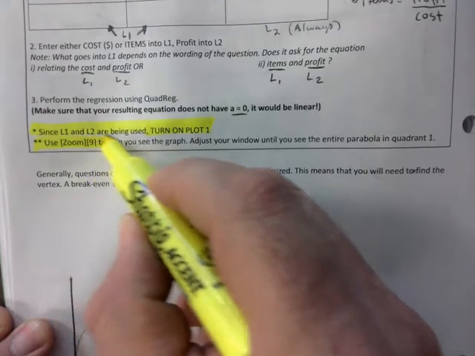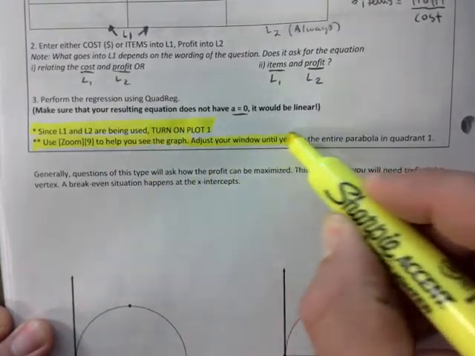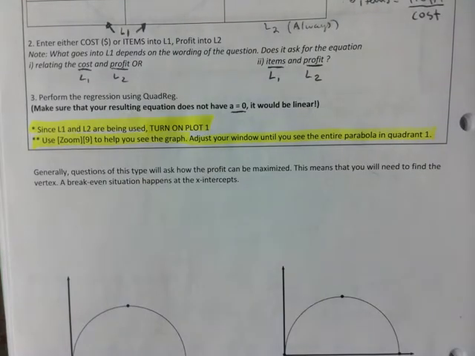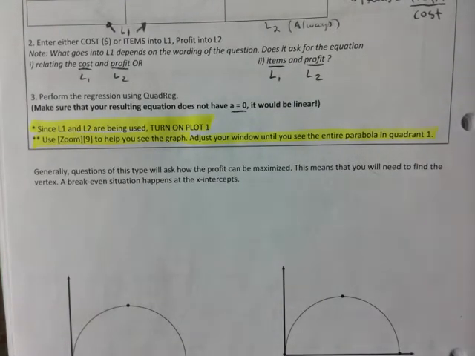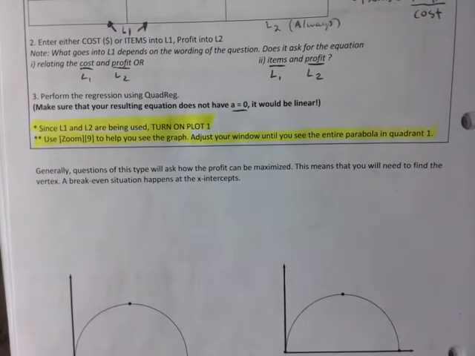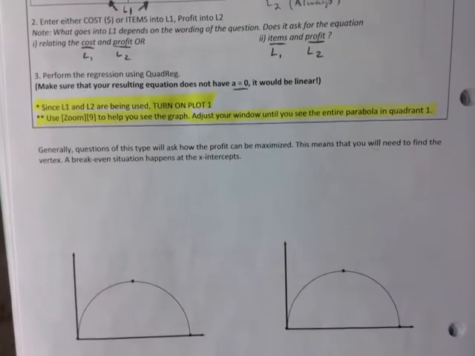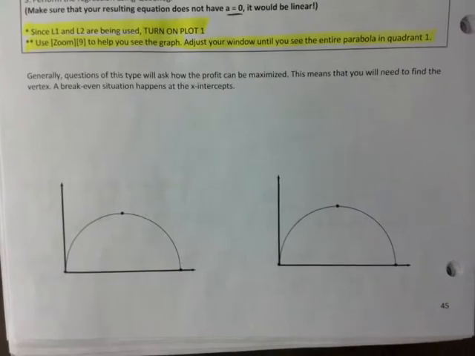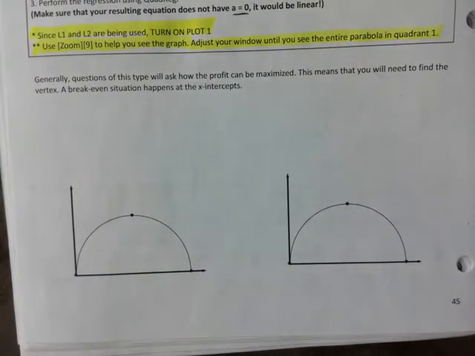Use zoom 9 to help you see the graph. Adjust your window until you see the entire parabola in quadrant 1. You need to adjust your window. Zoom 9 is just a starting point, okay? Some teachers don't even like to use the zoom functions. They're like, no, stay away from zoom. Then that's what you do. That's fine. But it is an option.